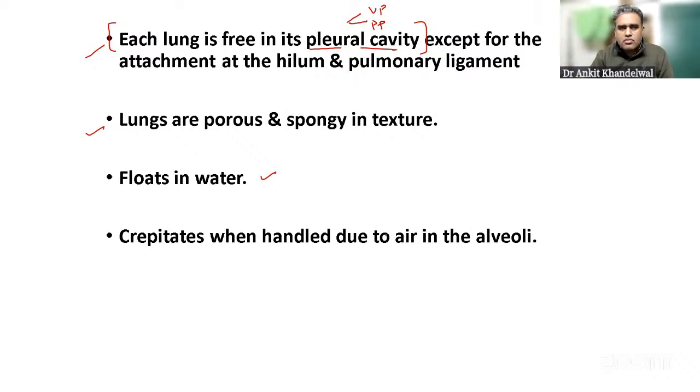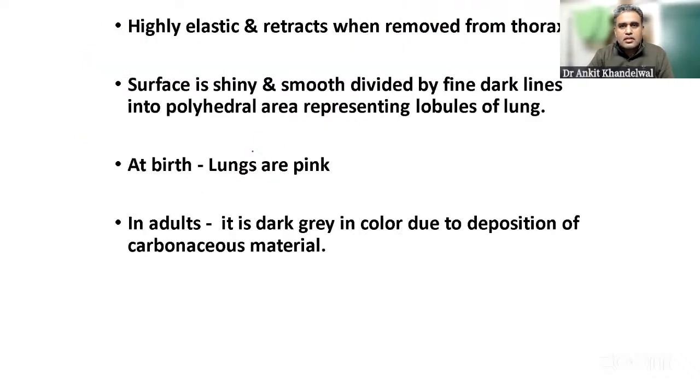So if you handle it in your dissection hall, if you might have seen, then you must be well aware of what these mean, what is spongy in texture, what is porous, because unless you handle the lungs, you are not very confident. So I advise you to attend the DH and look for all those organs over here. It's highly elastic and retracts when removed from the thorax.